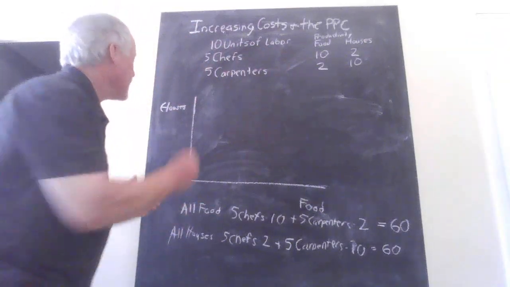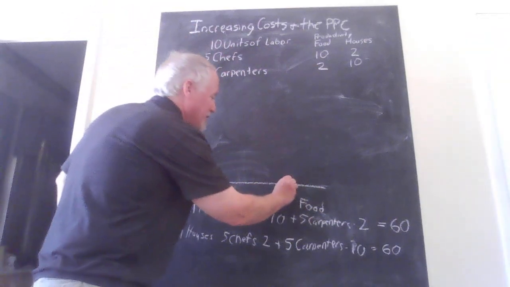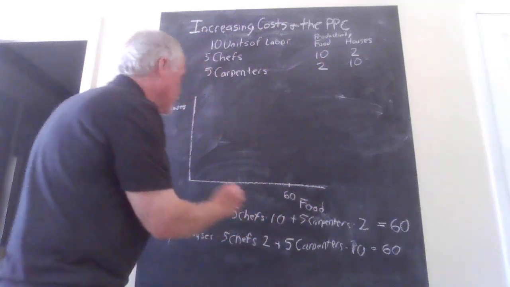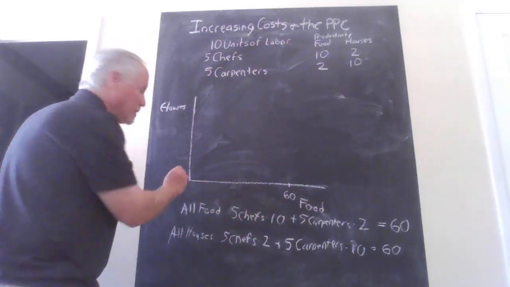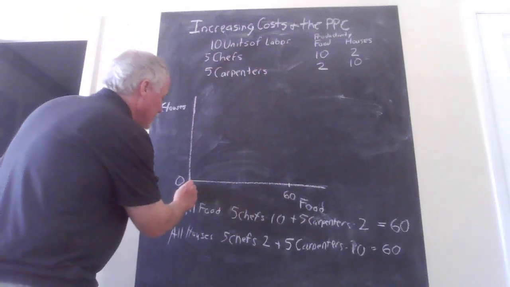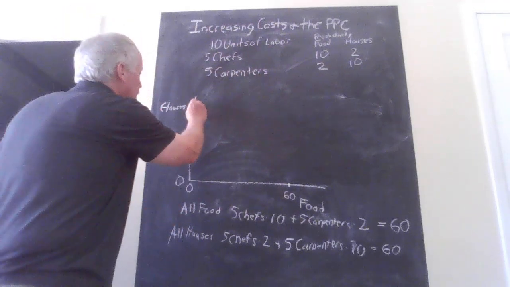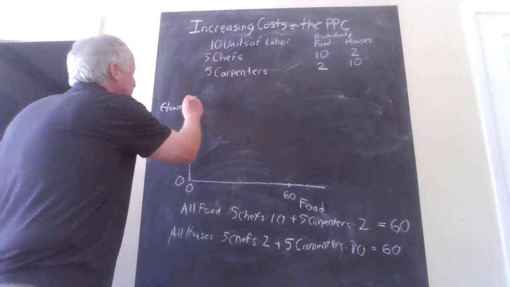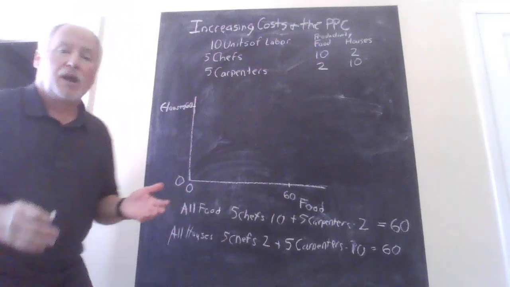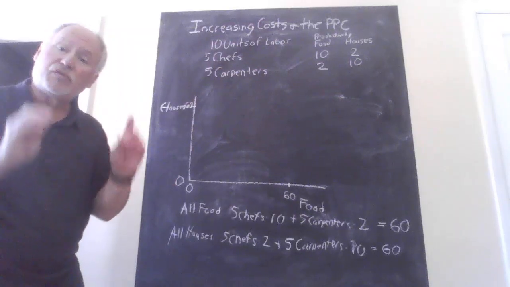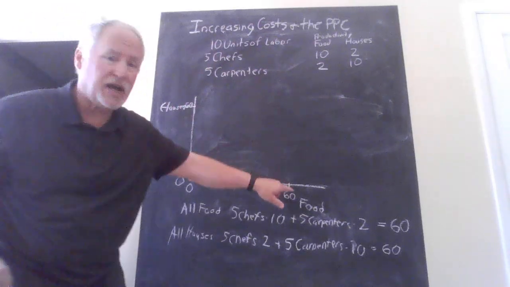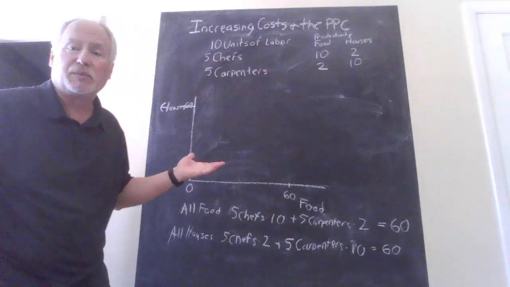So when we come up here to graph the PPC, we know that this nation could produce 60 units of food, and then obviously no houses because they put all of the workers into producing food. And if you put all the workers into producing houses, you can't have any food, but you'd have 60 houses. Now, in chapter 3, when all the labor was identical, we could simply connect these 2 points on the axes, and that's our production possibilities curve.